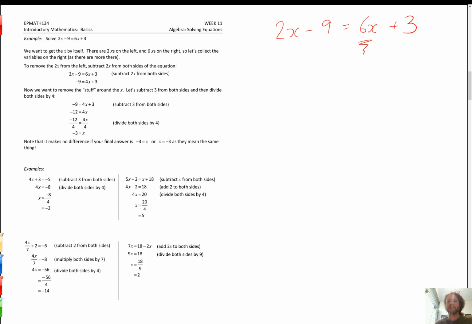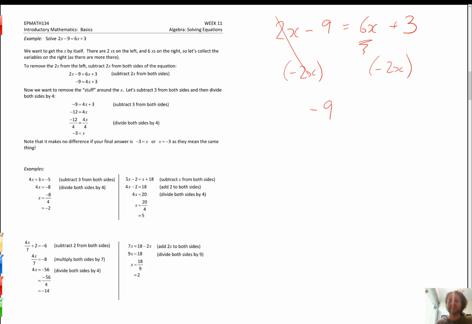How do I get rid of a 2x? I subtract it. So I'm going to subtract that 2x away and subtract that 2x away. You can see my first focus is I make the decision about whether I'm going to the left or the right with the x's. Clearly I'm going to the right here. 2x minus 2x is gone.